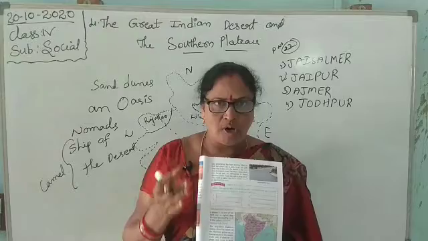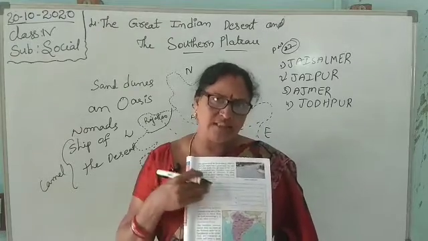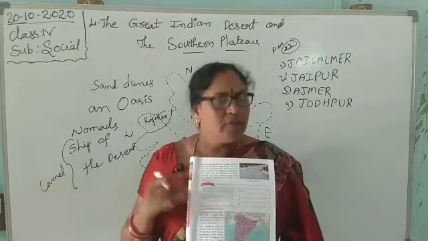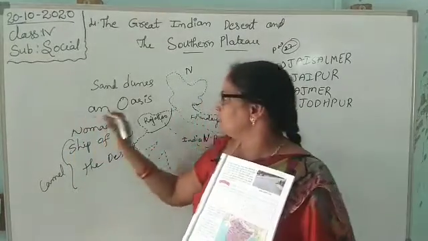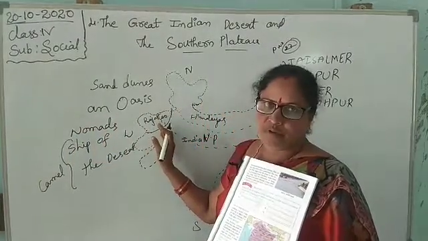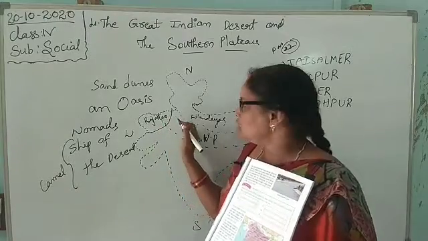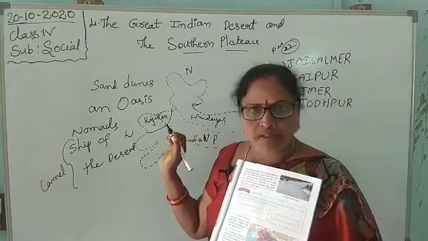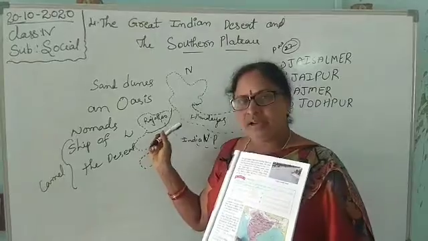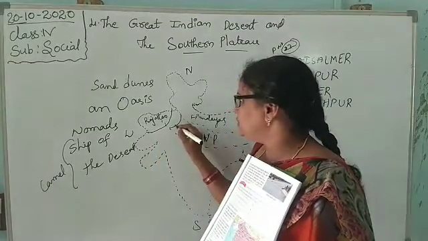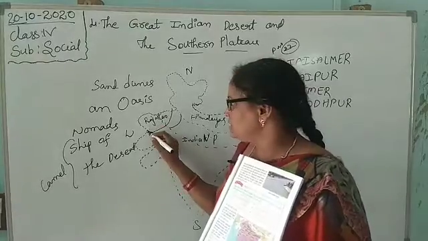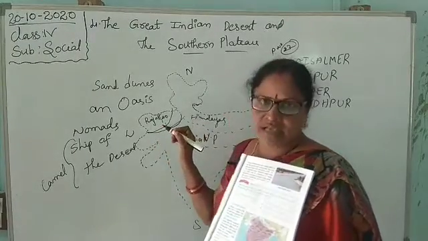When plenty of water is there, the land will become a green land. Then how is it possible? Here it is from Rajasthan, from Punjab. So many rivers are flowing from the northern plains. Here it is in Punjab. Some parts of Punjab also, the Great Indian Desert is located.